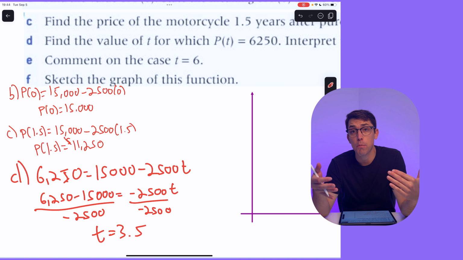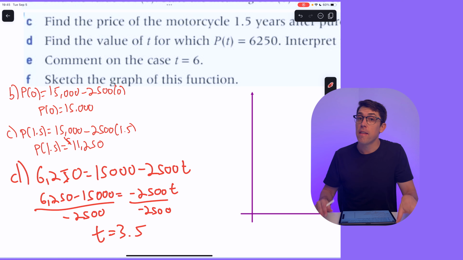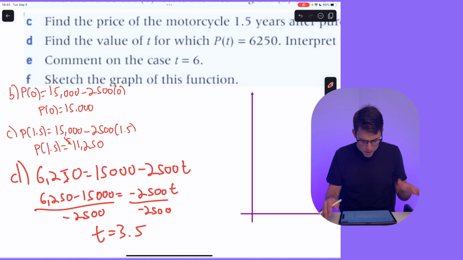So it's different than our last problem because we put in a value, an input of 1.5, and we got out the price. In this case, we're telling you what the price is, and we want to figure out the time. So in one of them, a little bit more algebra is required, but the basic steps to solving are the same.